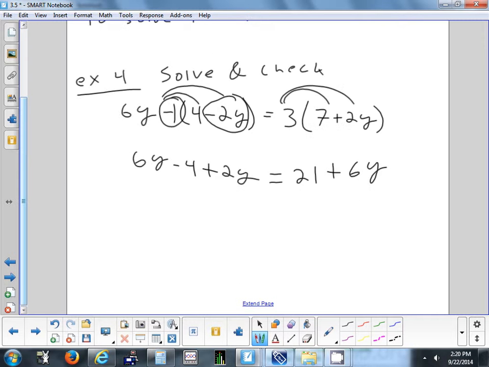Okay, before we start moving stuff left to right, we got to decide if there's anything we need to combine on one side. All right, how about Ben? Anything I can do on the left-hand side? Yeah, I have 6y plus 2y, which is how much? 8y. Minus 4. And for now, just keep the other side, 21 plus 6y. Okay, what do I do next? How about Emma?